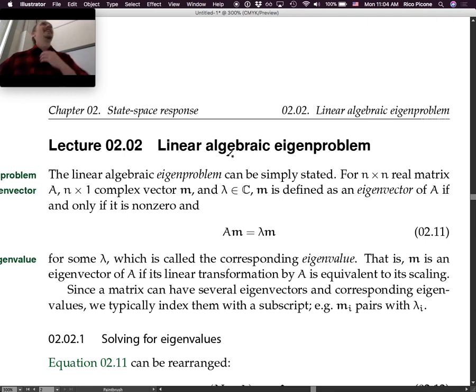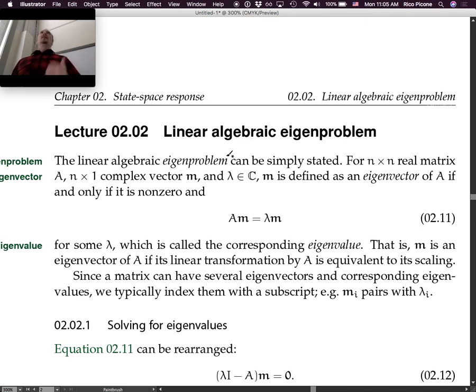So, here we go. Lecture 2-2, linear algebraic eigenproblem. You guys have encountered eigenvalues and eigenvectors in your differential equations class. I checked. Those of you who are in linear algebra, I know you're not there yet, but you'll have two passes at it, which will help you in the second pass. First pass, you're still screwed. But it's actually a pretty simple problem.